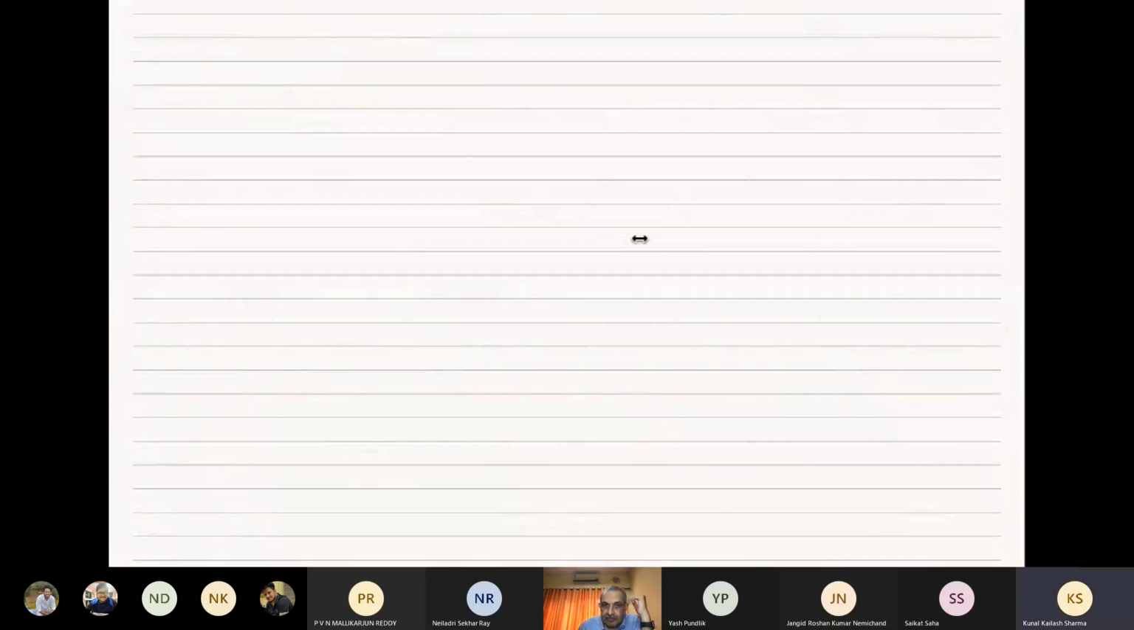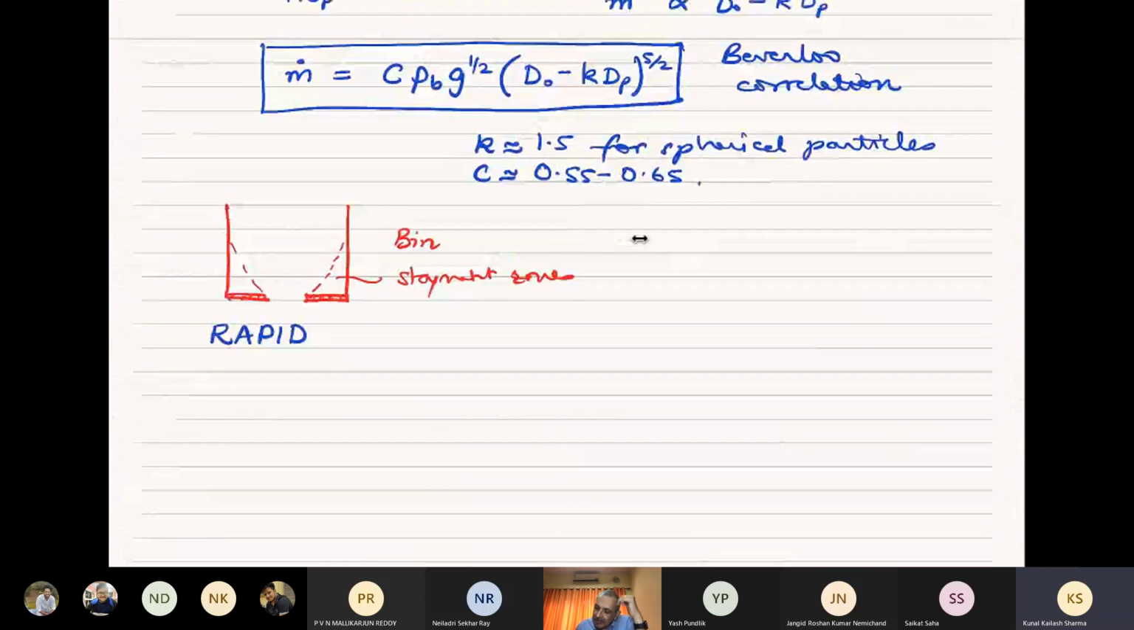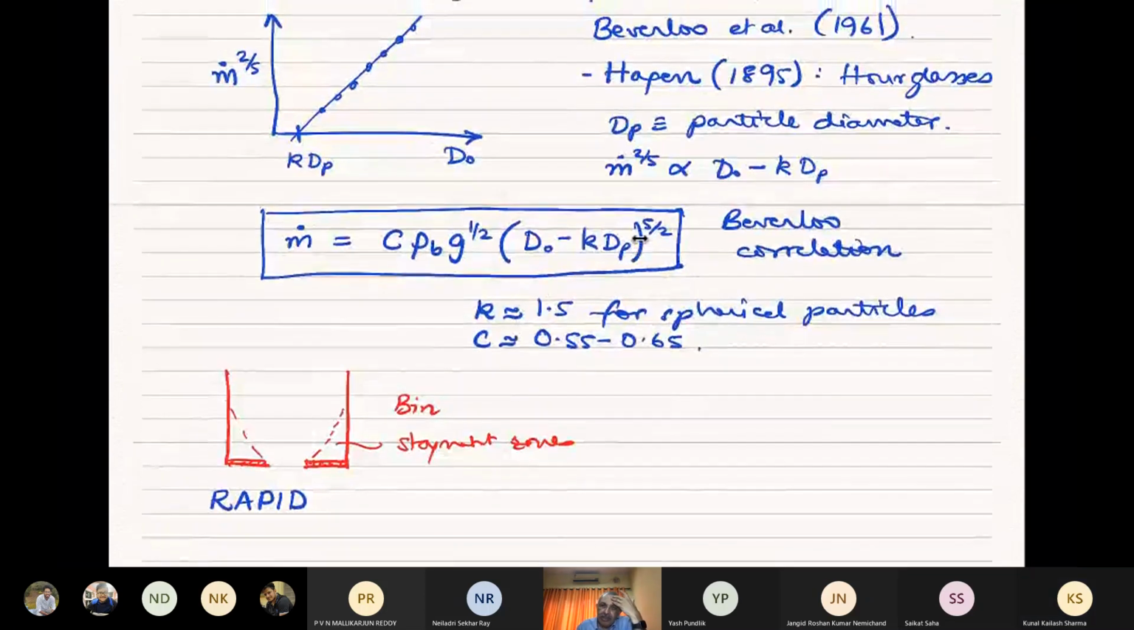Okay. Yes, sir, one more thing, that K times dp part shows, I think, the choking that we have discussed yesterday, right? Yeah, well, you've got to remember that in most practical applications, you're talking about arch formation, right? Yes, sir, yes, exactly.